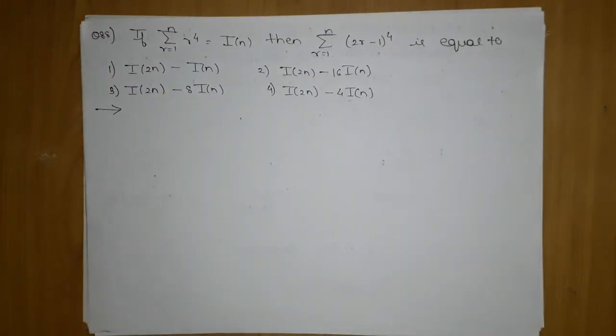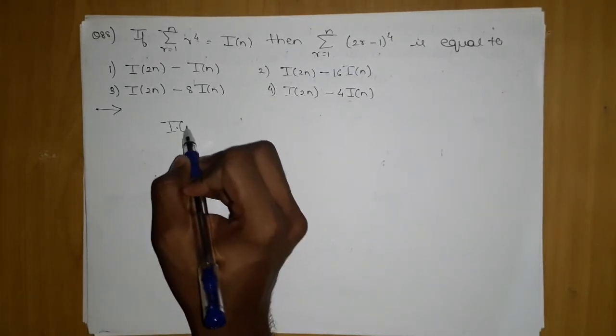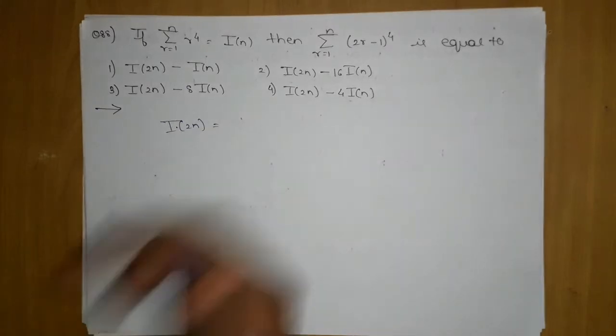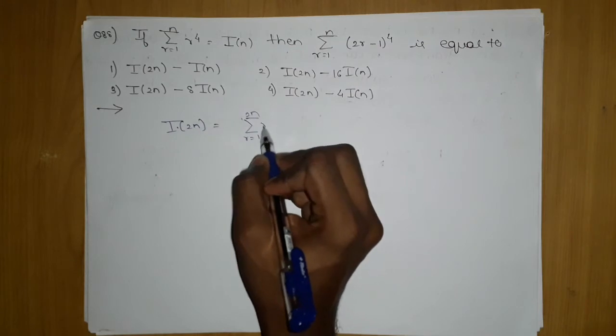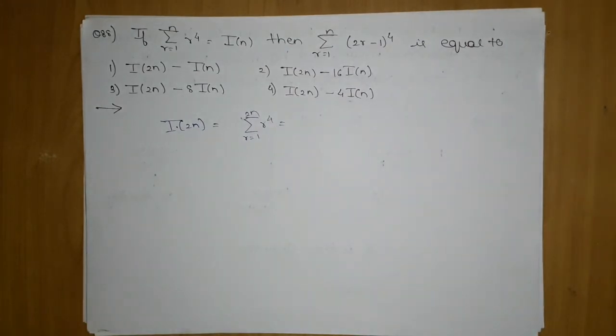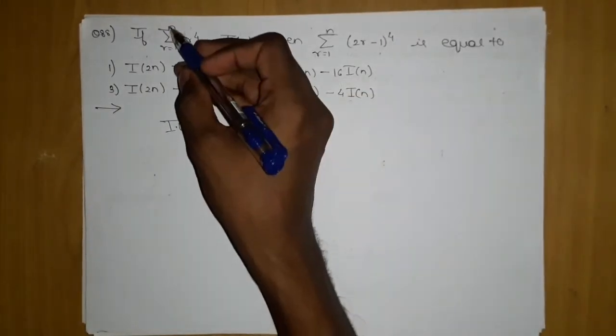The next question is as follows. Question number 88. If the summation r equals 1 to n of r power 4 is equal to I into some function, then the summation r equals 1 to n of (2r minus 1) power 4 is equal to what? Now, how can we create I to n? It will be created when r equals 1 to 2n of r power 4. Because n is here only, to make it 2n we have to change n to 2n.